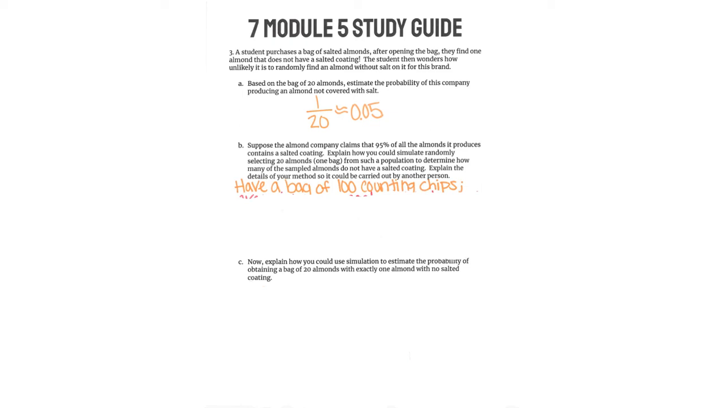Okay. So now we're going to have some that are red. The red ones are going to represent the almonds that are salted, that have that salted coating. Our company says that 95% of those almonds are salted. So we can go ahead, circle 95%, and we are going to use that to represent the amount of red chips. So we're going to have 95 red chips to represent 95% of the salted almonds. So 95 are red to represent salted almonds.